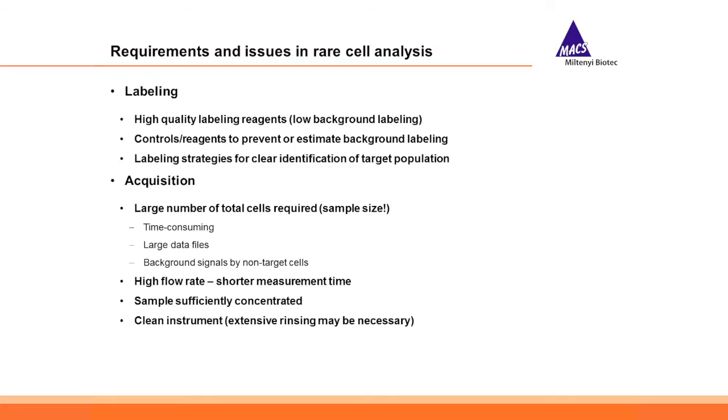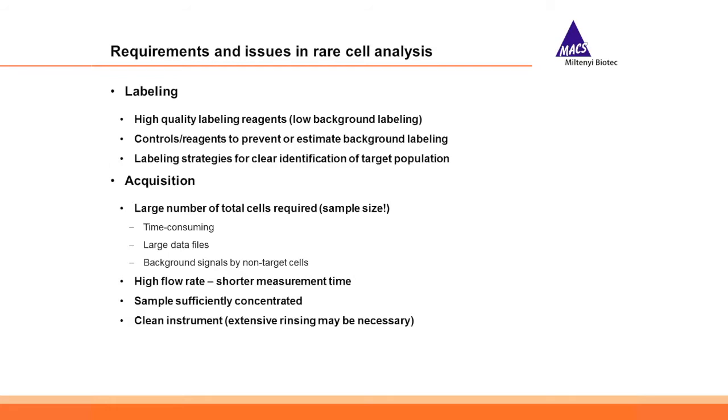And for that, you would use high quality labeling reagents that make low background, so well coupled antibodies with a high specificity, and so on. Also in the right concentration, of course. Then you need the right controls and reagents to prevent or at least estimate the degree of background labeling. And then you might have to refine your labeling strategies to get a clear identification of the target population.